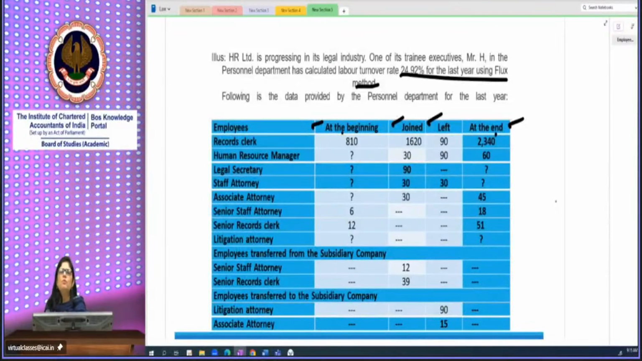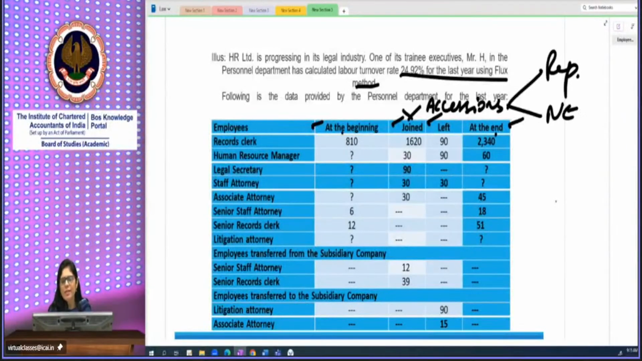Now joined includes both. Joined means accessions here. Accessions means both replacements and new additions. So joined means both, but we have to split the joined: how many are replaced and how many are actually new joinees. And left means separated. Clear? So we can use separation turnover: number of left divided by average number. We have to split the joined between replacement and new. So number of replacements divided by average number, and total number of accessions also, and then the flux method.